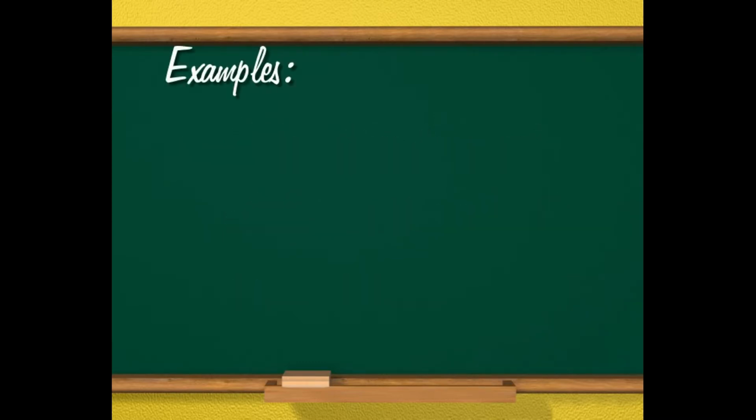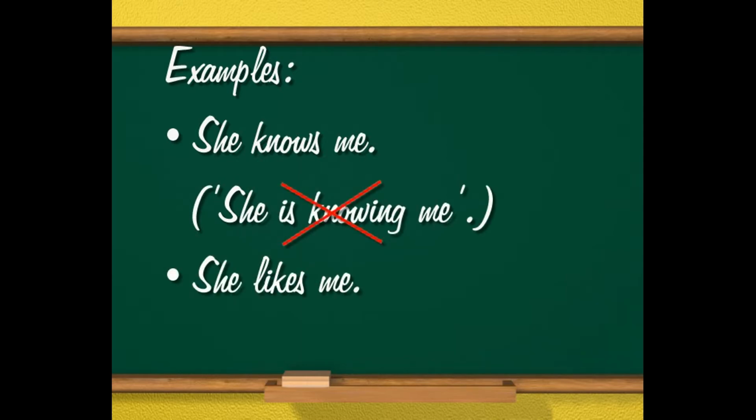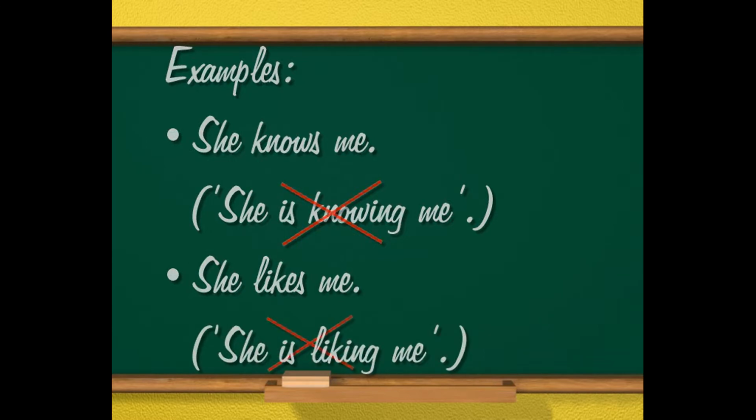Example: A, she knows me, not she is knowing me. B, she likes me, not she is liking me.